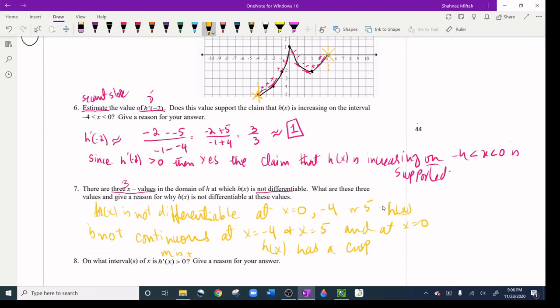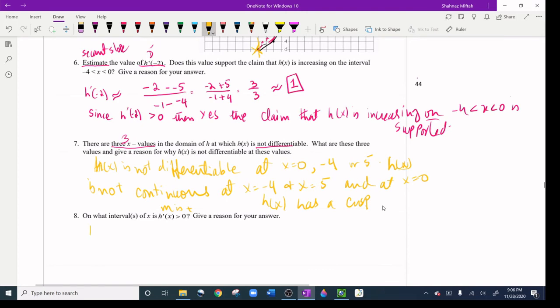So I'm going to say h(x) is increasing on the interval negative 4 to 0 and 3 to 5. Then h prime x is greater than 0.